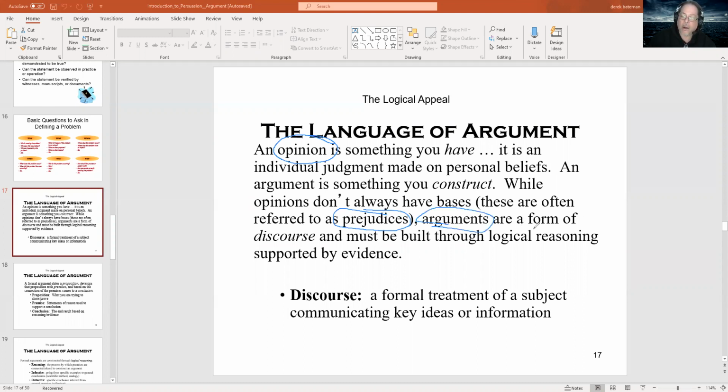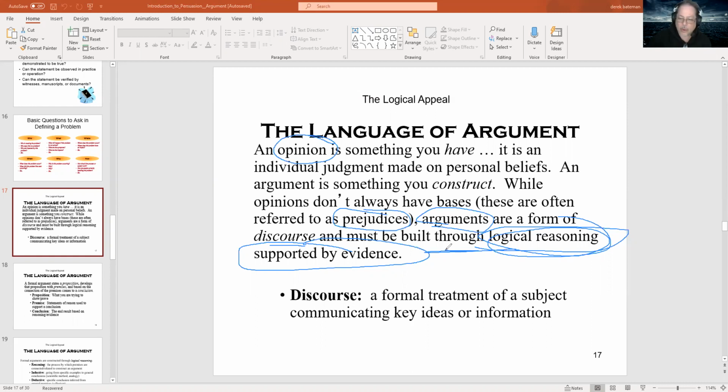Arguments are a form of discourse and must be built through logical reasoning supported by evidence. You're going to see this popping up all the time. I cannot say it enough. I've been doing this a long time, and the number of times I'm seeing opinions in academic essays instead of arguments is shocking to me. That's why I emphasize it to the extent that I do.